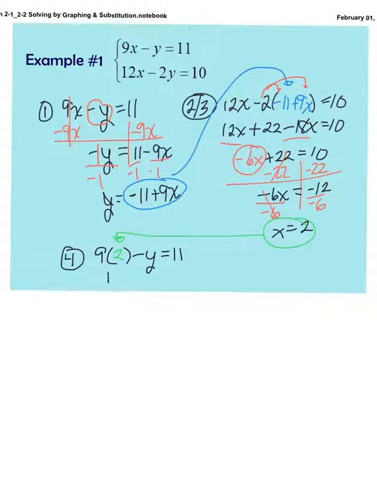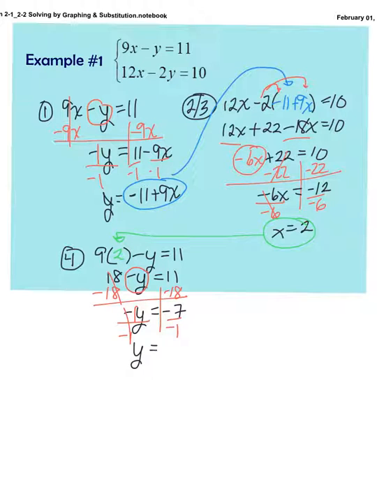So then 9 times 2 is 18, minus y equals 11. Solving for y, the negative belongs to the y, the 18 is positive, so we want to subtract 18 from both sides. I get negative y equals negative 7. Remember, there is a negative 1 in front of that y, so we need to divide by negative 1 to solve. And you get y equals positive 7.